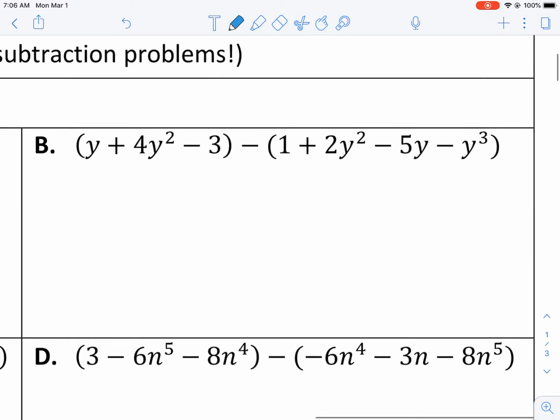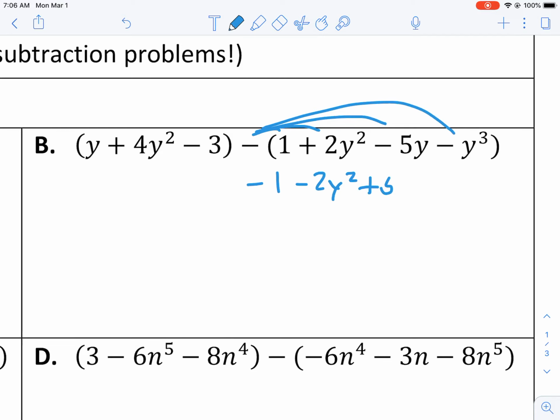Subtracting is just slightly more difficult because you have to remember that you are distributing the negative sign. So what I like to tell students to do with subtracting is actually distribute that out and write everything how it would become. So basically all the signs flip. And then once you've done that, combine like terms. So you've got y and 5y, so that's 6y.